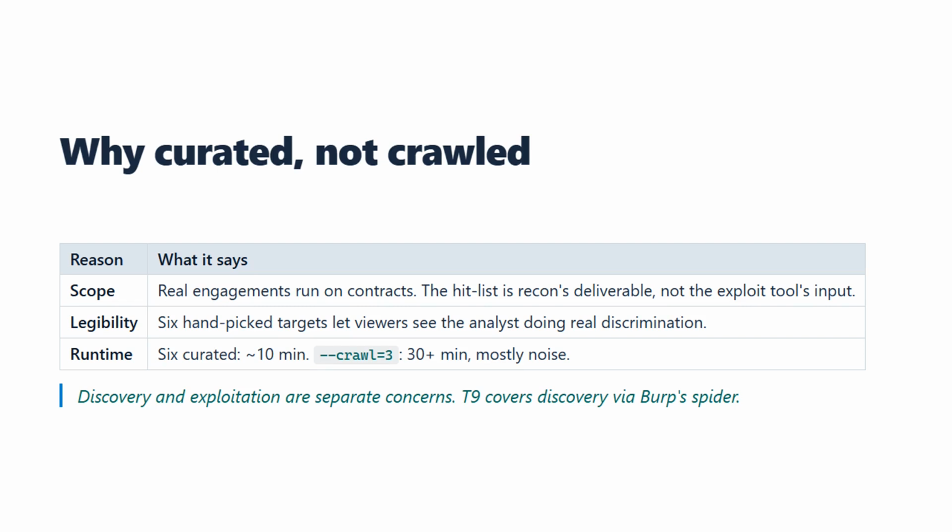The curated targets file isn't a tutorial shortcut. It's the deliverable of the discovery phase that this episode takes as given. 2. Pedagogical legibility. 6 handpicked targets producing 6 discrete outcomes let you see the analyst's discrimination at work. 20 random forms from a crawler would muddy the demo.